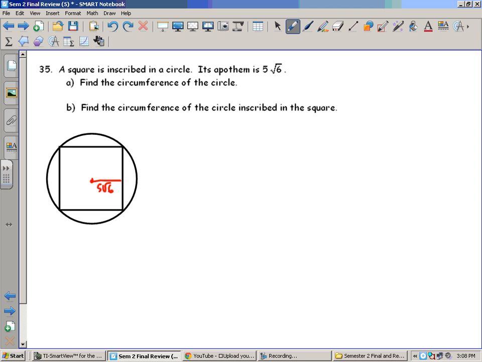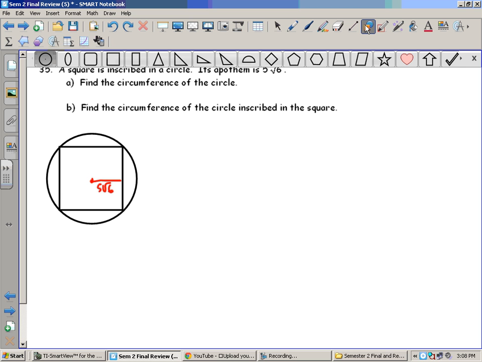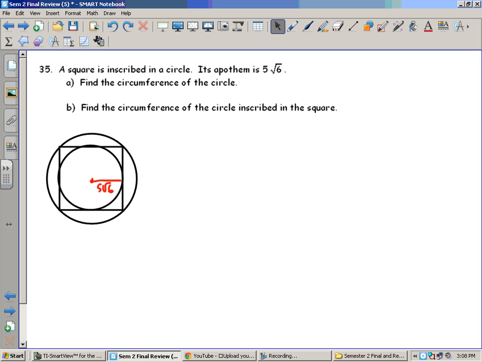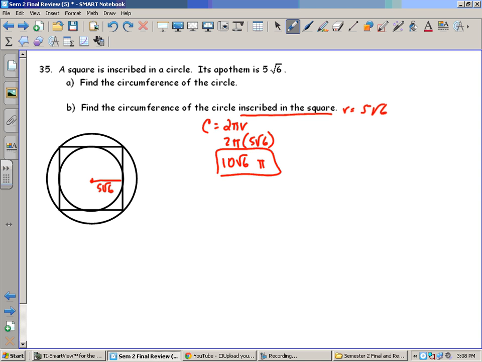Okay, I could actually do part B right now, because we just saw if I inscribe a circle inside a regular polygon, then the apothem of that regular polygon is actually the radius of that circle. It's actually easy. If the circumference of a circle is 2 pi r, I already know the radius of that little circle inside. So the circle inscribed in the square has a radius of 5 root 6, which was actually given to me at the start of the problem. So it's 2 pi times 5 root 6, or 10 root 6 pi. Okay, so that's the answer to part B, and that's why that one's pretty straightforward.